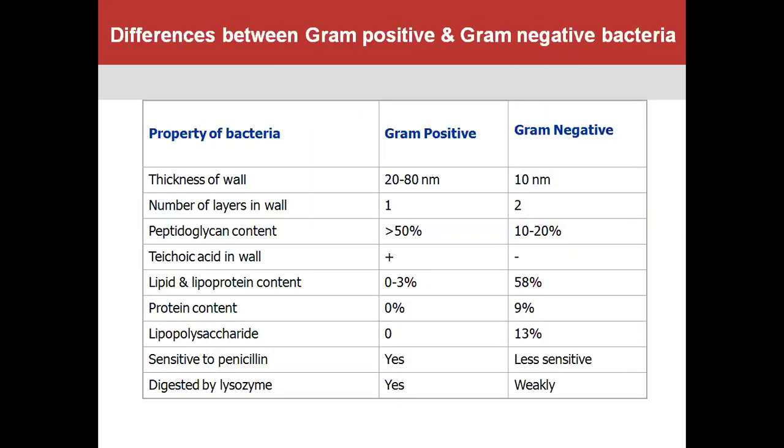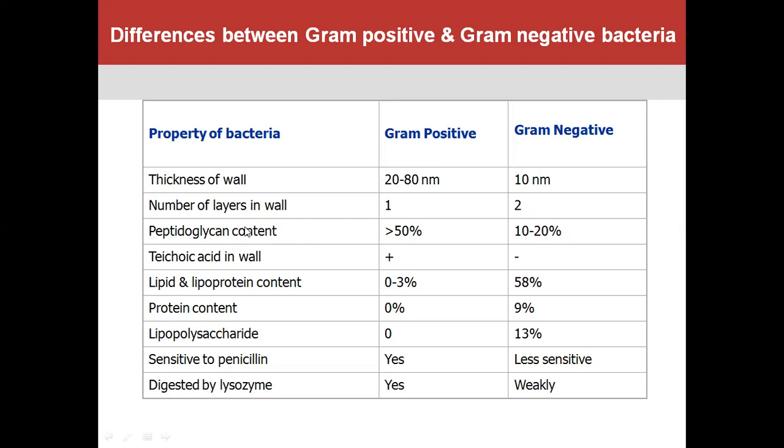So these are the differences between gram-positive and gram-negative bacteria. If you see the properties of gram-positive and gram-negative bacteria, the thickness of the wall is 20 to 80 nanometers in gram-positive, and 10 nanometers in gram-negative. As for the number of layers in the cell wall, in gram-positive only one layer is present, the peptidoglycan layer, whereas in gram-negative bacteria two layers are present: one is the outer membrane and another is the peptidoglycan.